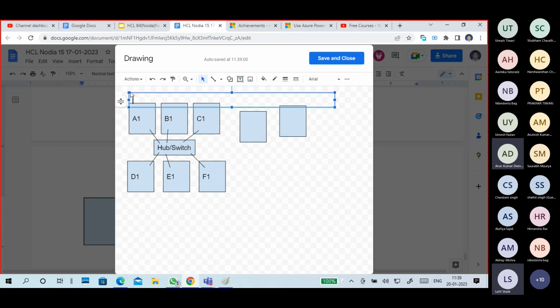It is very easy to configure and easy to troubleshoot. And we are all using star topologies only. We are all using star topologies in our regular communication. In regular LAN communication, we are using a star topology. It is easy to configure and easy to troubleshoot.